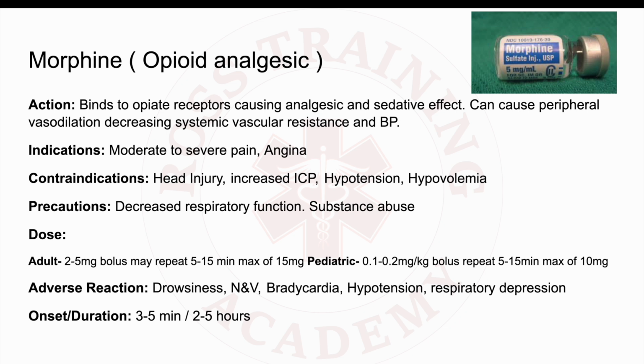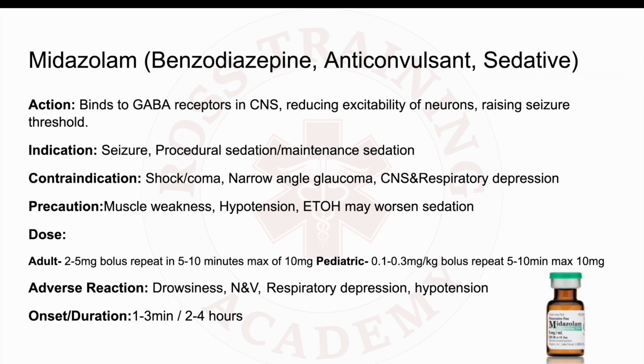The adult dose is going to be 2 to 5 milligrams bolus, and then you can repeat in 5 to 15 minutes for a max of 15 milligrams. The pediatric dose is going to be 0.1 to 0.2 milligrams per kilogram bolus. Repeat in 5 to 15 minutes for a max of 10 milligrams. Some adverse reactions are going to be drowsiness, nausea, vomiting, bradycardia, hypotension, respiratory depression. You're going to have an onset of 3 to 5 minutes and then a duration of about 2 to 5 hours. And then we have midazolam, or Versed.